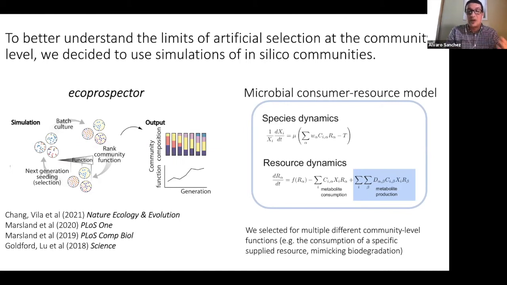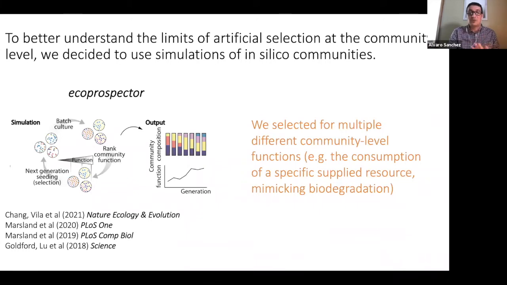So we have selected for multiple different community level functions. I'm going to focus on this one, the consumption of a specific supply resource, mimicking biodegradation, but it really doesn't matter. The results I'm going to show you are pretty generic and quite robust to the actual function you select for, at least in our communities. I'm not trying to make a blanket statement that this is always true. For the specific situation we have in our communities, we haven't seen a very big difference in any of the qualitative findings I'm about to report when we try different functions. Again, this could be a specific artifact of the communities and the specific in silico pipeline we're using.